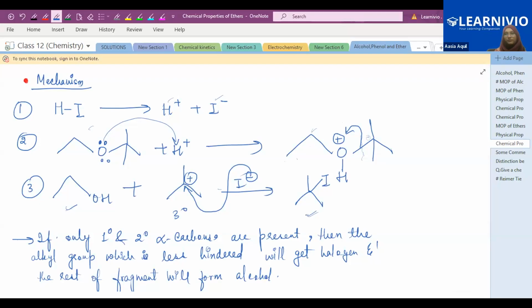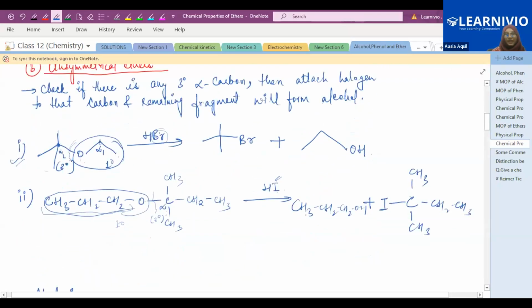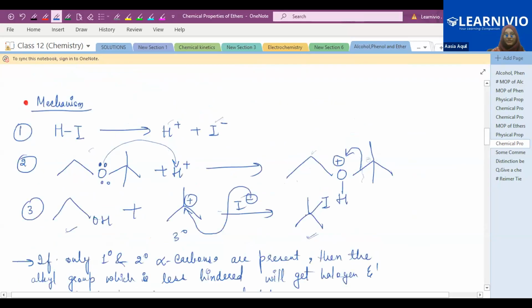Is it clear, Safrina? Okay, just quickly write down by your own. Write down this reaction. Okay, and after that you can write down this mechanism.